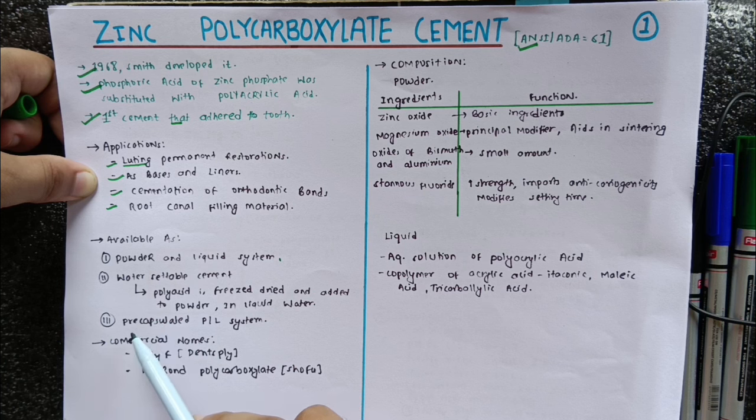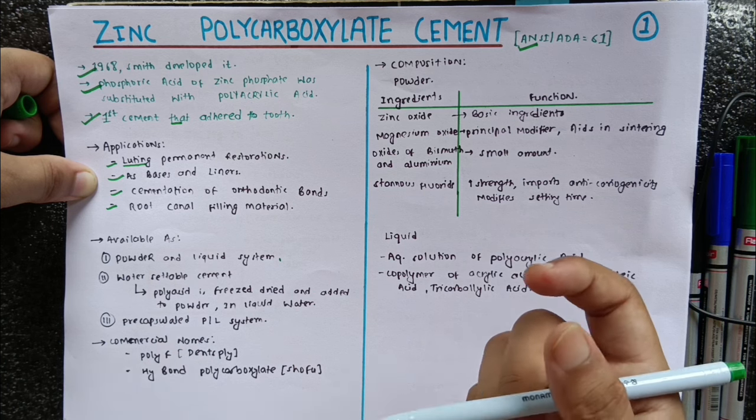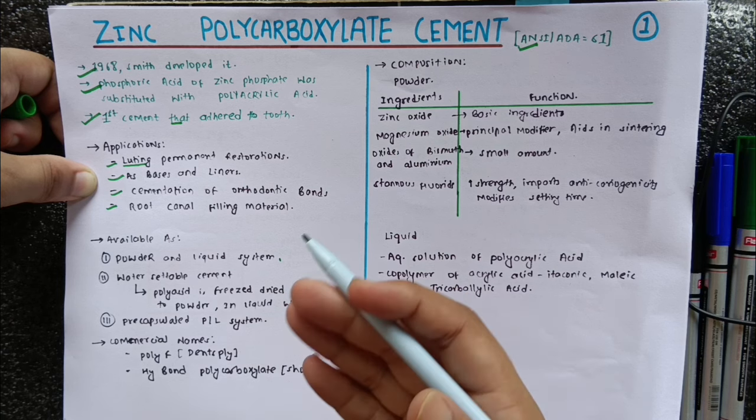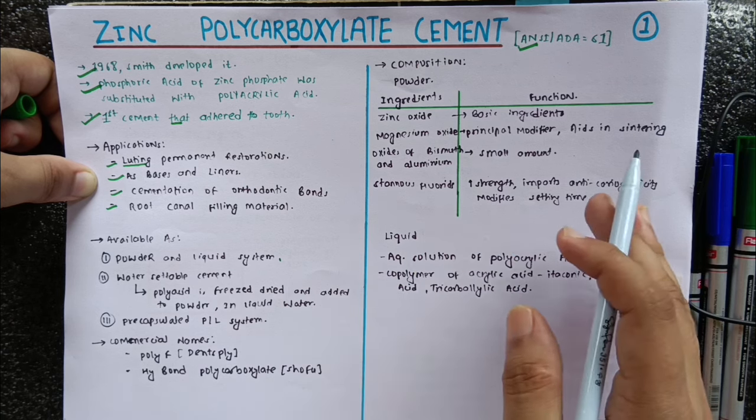It is also available in a pre-capsulated form, where pre-proportioned powder and liquid are present in the capsule separated by a septum. So in powder liquid system, water settable cement, and pre-capsulated form, these three forms of zinc polycarboxylate cement are available.